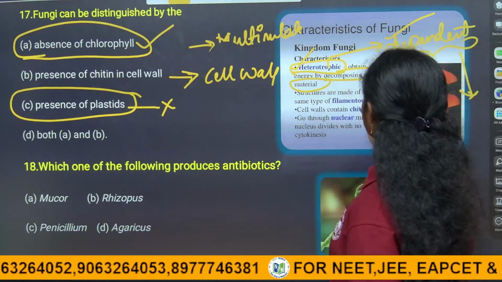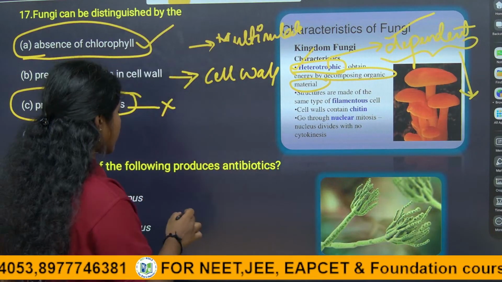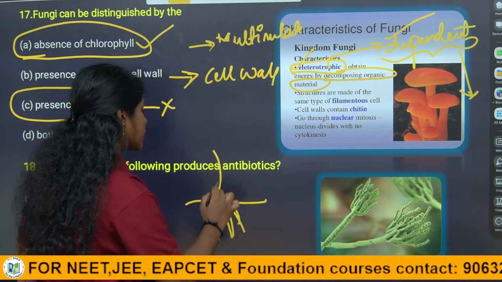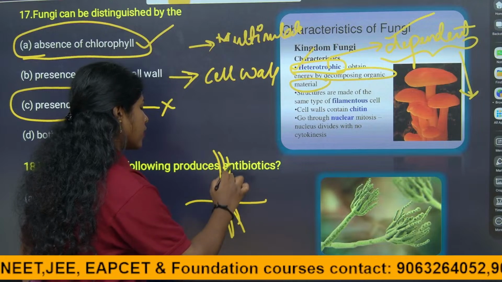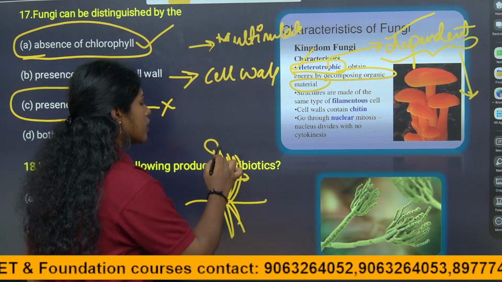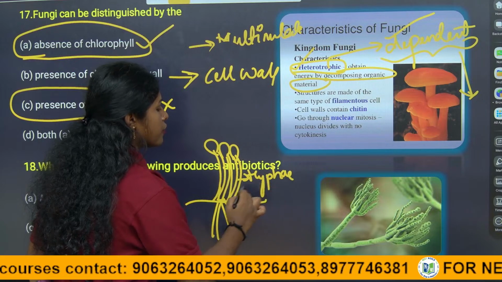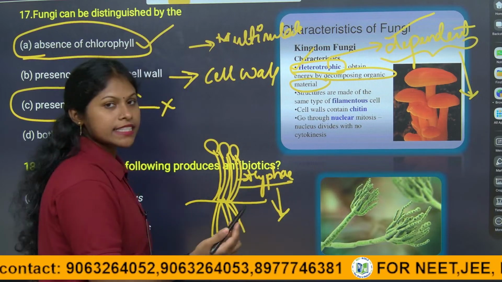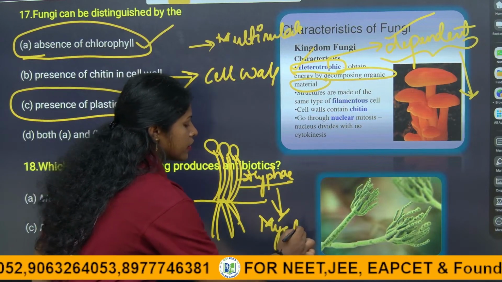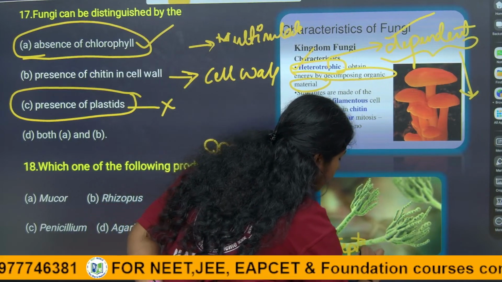So what are these structures made up of? The structure of the fungi is made up of hyphae, right? They are called long slender filaments. What do we call them, children? They are hyphae. The twisted collection of hyphae we call mycelium. They may be septate or aseptate.